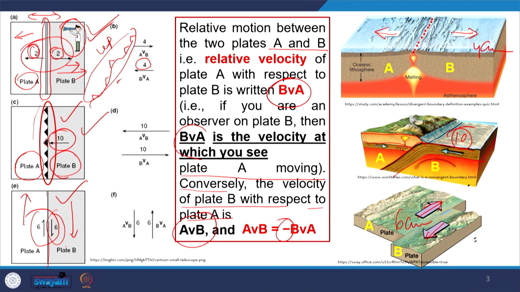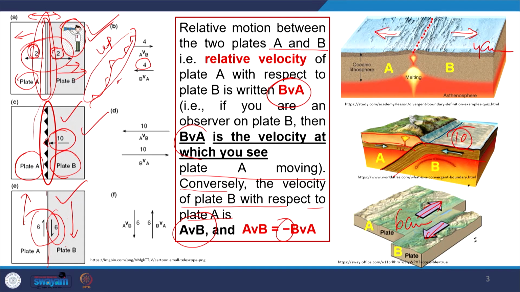Now, if this is so, that means on the flat surface, these plates are moving in a linear pattern. That means we say this 4 centimeter per year is constant throughout the plate boundary. Similarly, this 10 centimeter per year is constant throughout the plate boundary, and the 6 centimeter per year is also constant for the whole plate boundary. That means from the beginning to the end, the relative velocity of the plate remains the same, as we assumed that this earth is a flat body and all these blocks are flat.